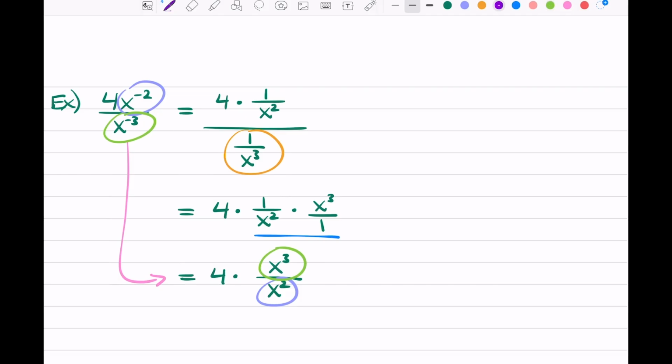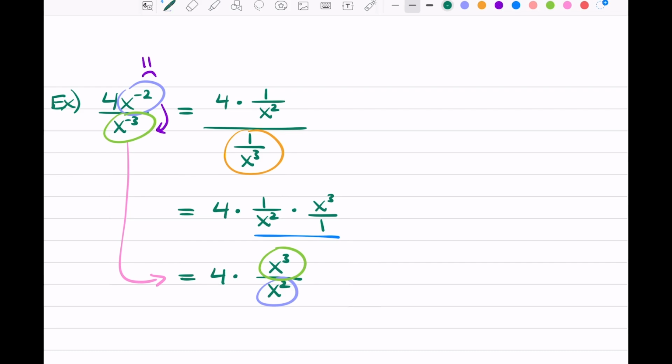There's an easy way to remember this shortcut. You can think of negative exponents as sad. They're negative. And so you have to move them to the other side to become positive. So our x to the negative 2 had to go to the bottom to become happy, and our x to the negative 3 had to go to the top to become happy.